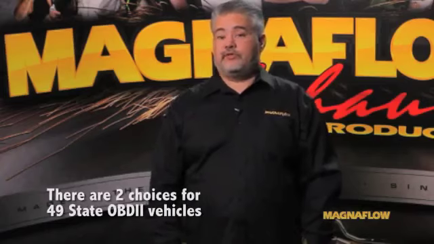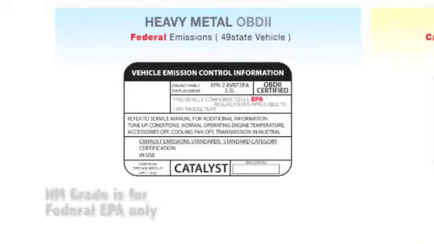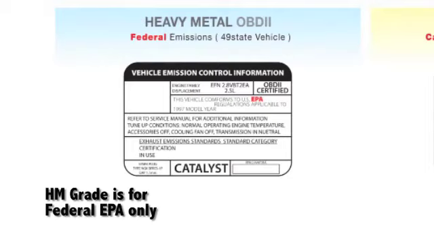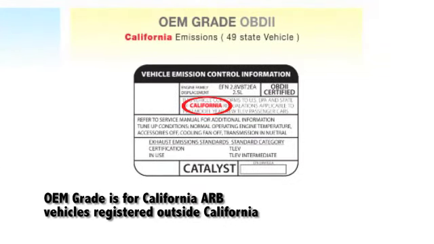The final step is selecting the right grade of catalytic converter. For 49 state OBD2 applications, there's only two choices. We have our HM heavy metal and our OEM grade. The HM, or heavy metal grade, is intended for use on 49 state applications with a federal or EPA certification, while the OEM grade is intended for California ARB certified applications registered and operated outside the state of California.